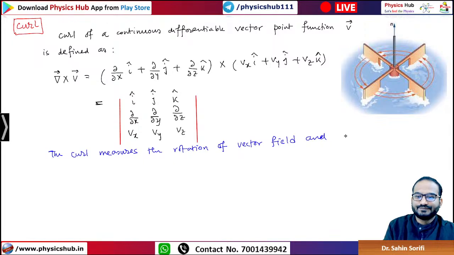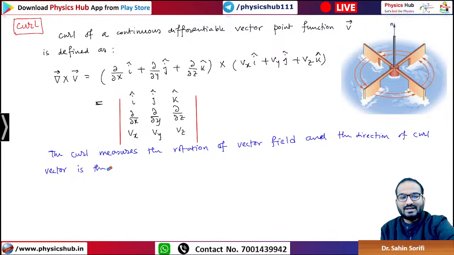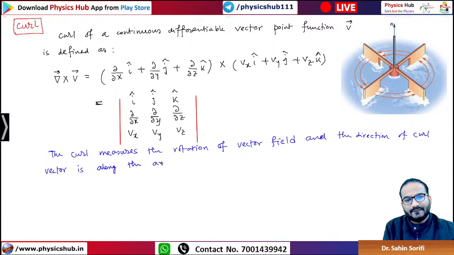What is the direction? The direction of the curl vector is the direction of rotation, is along the axis of rotation. As you can see in this figure, this represents the direction of curl, that is the axis of rotation.